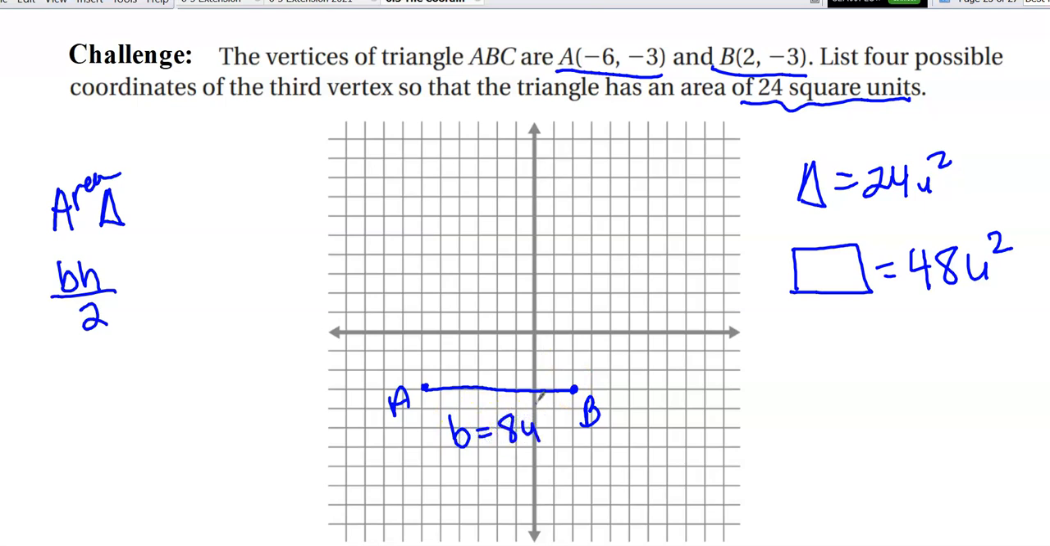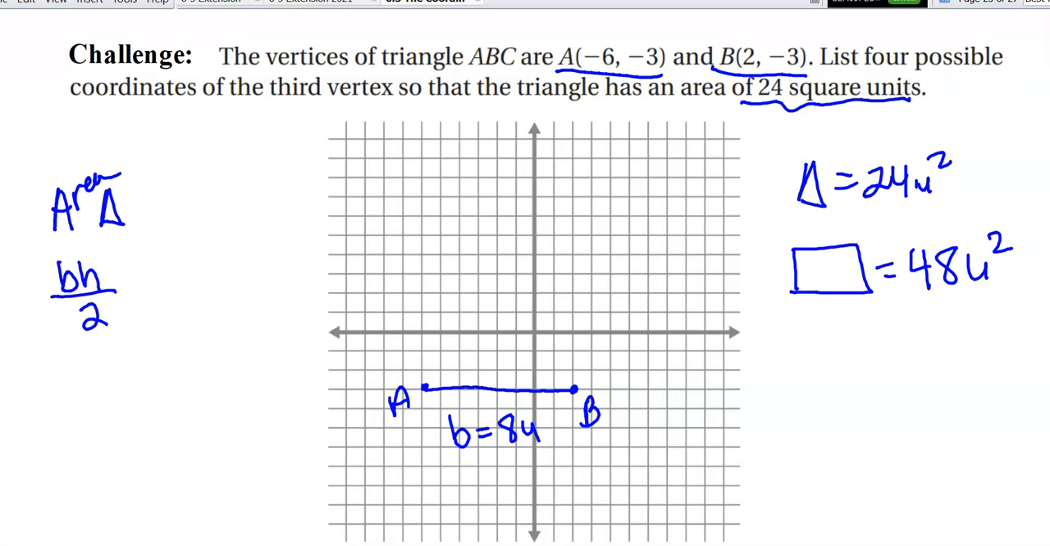So think about where I could put the third vertex so that the area of the triangle is 24 units, and the area of the rectangle that the triangle is made from is 48 units squared. I'm just going to pause the video and see if you can think about it and maybe think about where you would put the vertex.